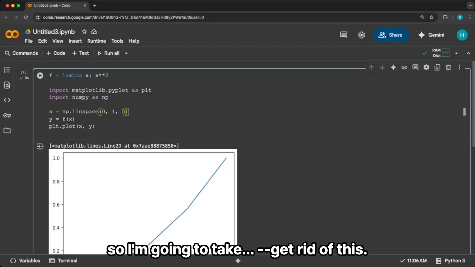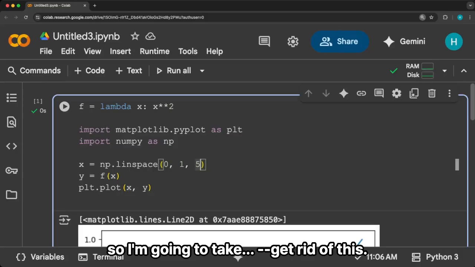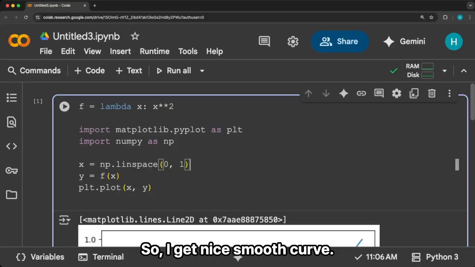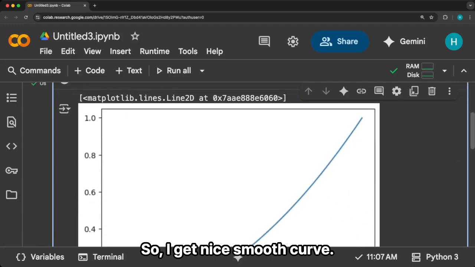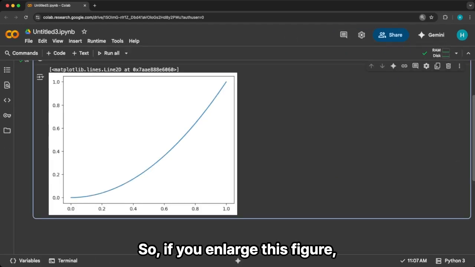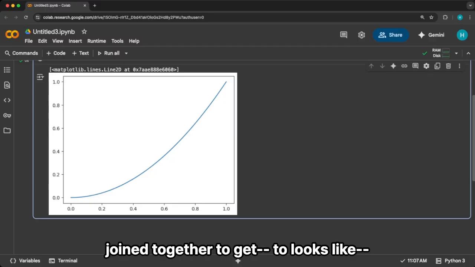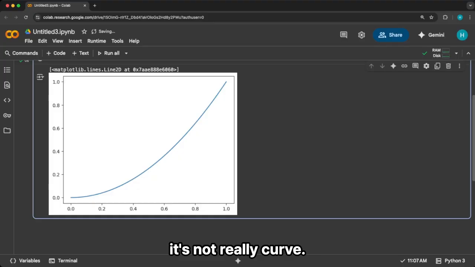So I'm going to get rid of this. That means I take 100, which is the default. So I get a nice smooth curve. If you enlarge this figure, you will see that there are 99 line segments joined together to look like a curve. It's not really a curve.